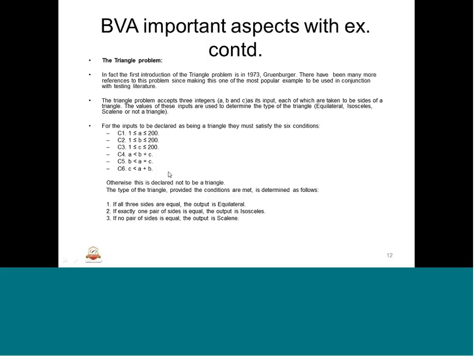Then we have other binding conditions. A should be less than B plus C, B should be less than A plus C, and C should be less than A plus B. These conditions must be satisfied in order to form a triangle. Otherwise it is never called a triangle. The type of the triangle, provided the conditions are met, is determined as follows. If all three sides are equal, the output is equilateral. If exactly one pair of sides is equal, the output is isosceles. If no pair of sides is equal, the output is scalene. After we define the triangle, we determine what type of triangle it is.